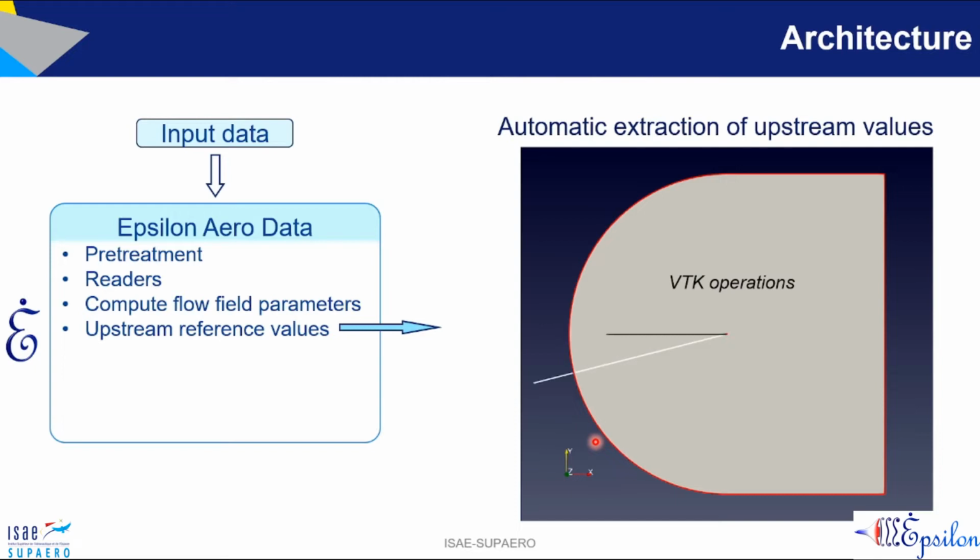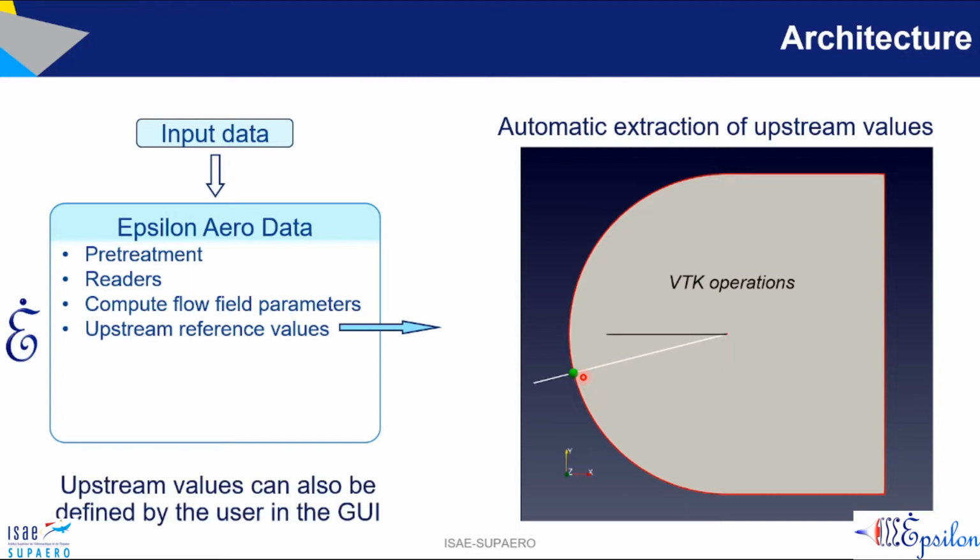So what we do is generate a survey line that starts from the body and goes up to the survey plane with a specific angle. That's the angle of attack that you declare on Epsilon Aero Data. This allows us to define an intersection point between this line and the boundary condition domain. This green point will give us the information of the velocity, pressure, and so on at that point. And basically, this will give us the upstream reference values.